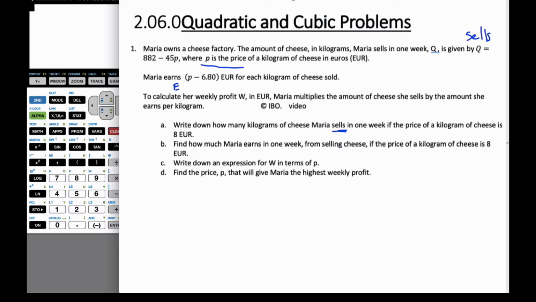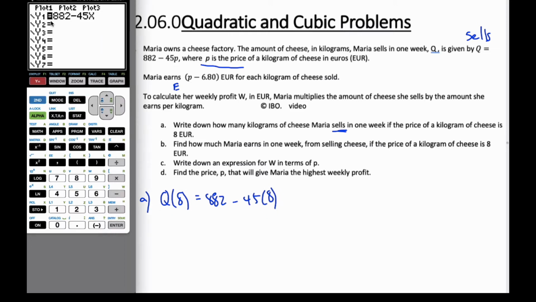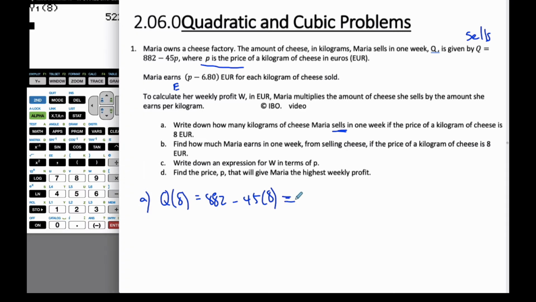So if I look at this function here, I know for part A, I want Q at $8. That's going to be 882 minus 45 times 8. And so if I go to my calculator, I can go y equals, I already typed it into this function, and I can go to y1 and treat it like function notation and find out 8, and I find out that it is exactly 522 kilograms is what she sells.